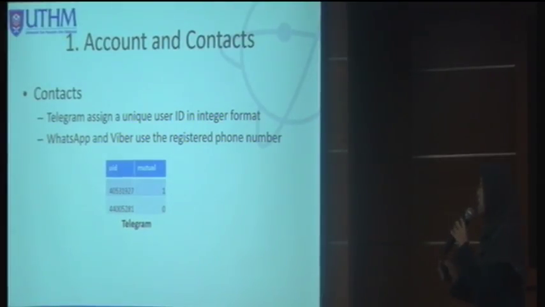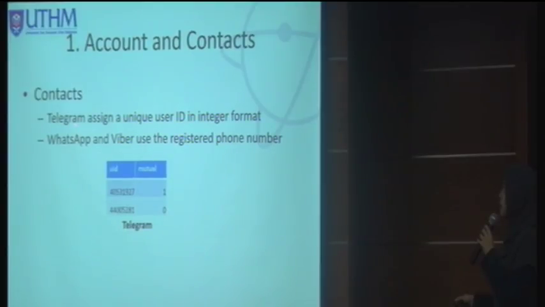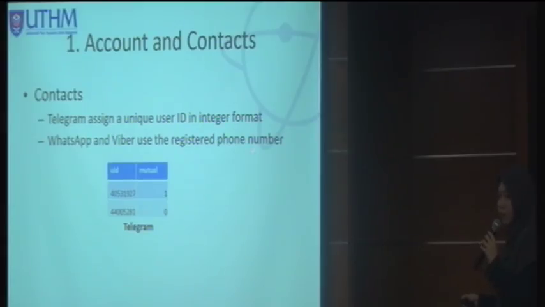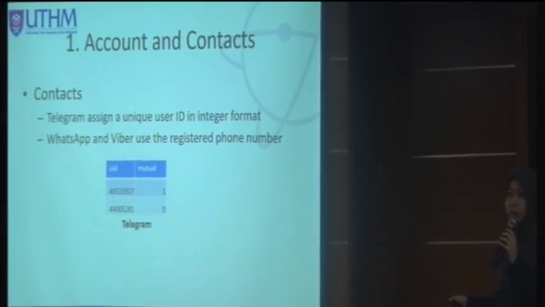Okay, for contacts, we analyze one by one. We see that Telegram assigns a unique user ID in integer format, whereas WhatsApp and Viber use the registered phone number. Later I will show you the detail of the database.